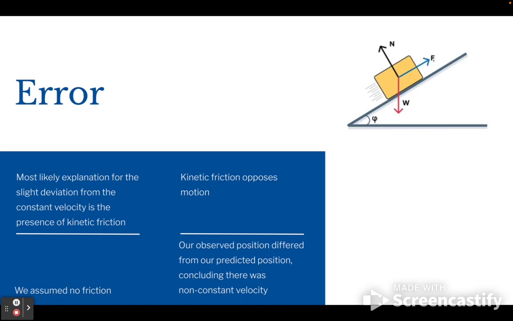Most likely explanation for the slight deviation from the constant velocity is the presence of kinetic friction. Kinetic friction opposes motion, and we assumed there was no friction, but our observed position differed from our predicted position, concluding there was non-constant velocity. So we do believe kinetic friction was present at some point.